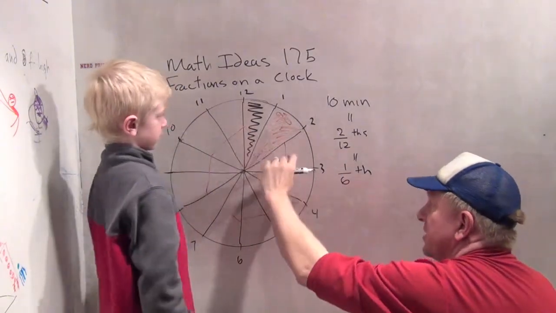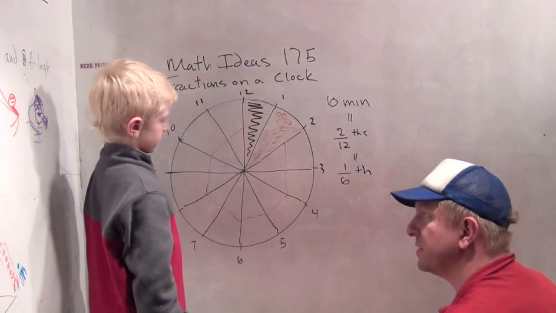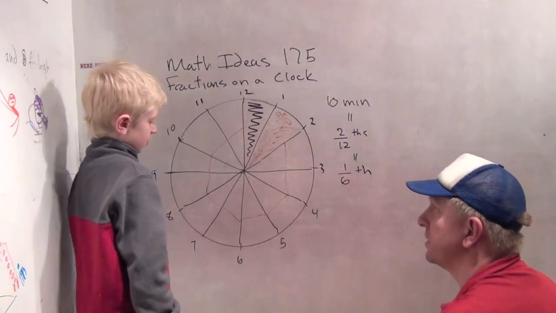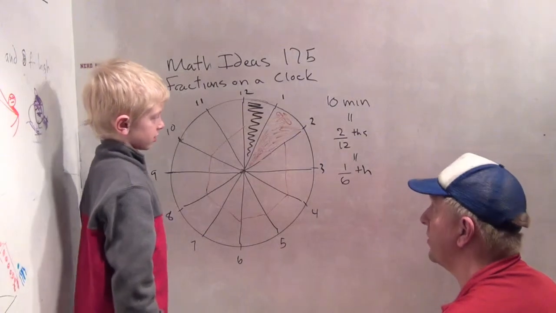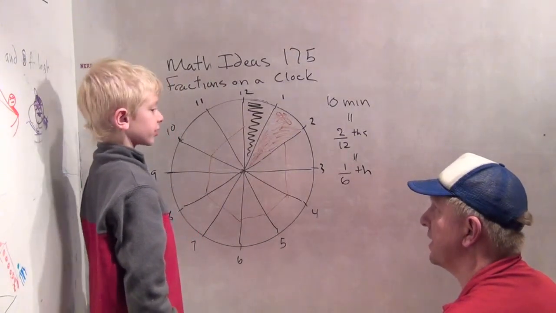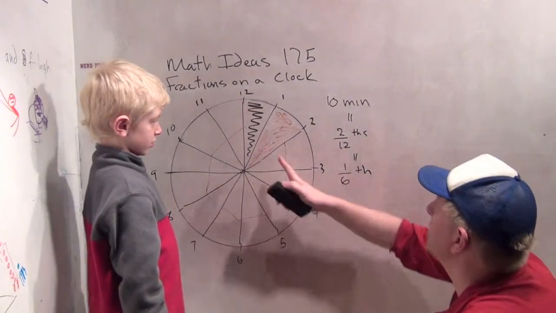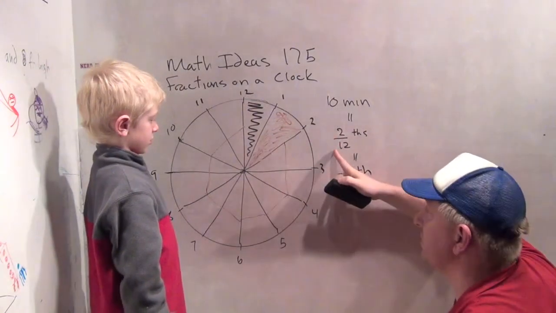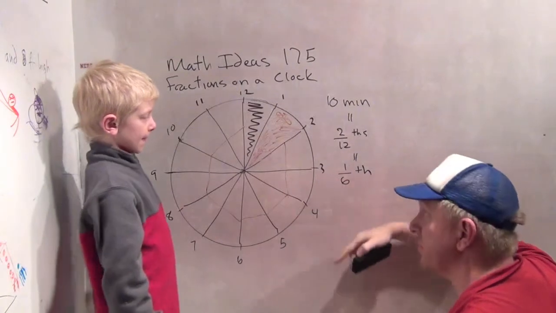Because there's 6 10-minute regions in an hour. Does that make sense? Yeah. How many minutes are in an hour? 60. How many times does 10 go into 60? 6. So 10 minutes is 2/12 of an hour, but that's also equal to 1/6 of an hour.